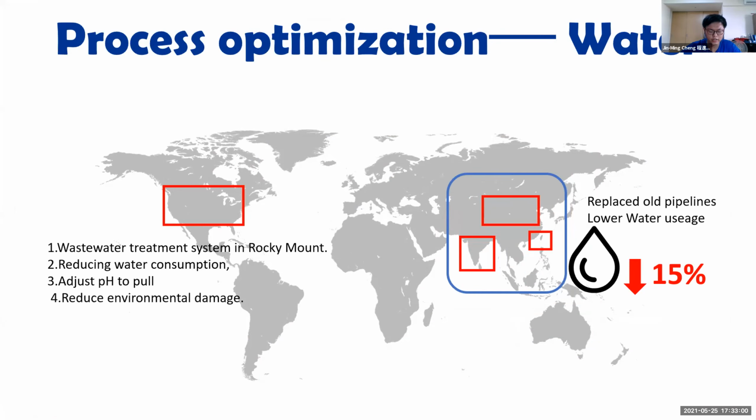We can see in China, India, and Taiwan, they reduced the total water usage by 10% by changing the old pipeline in the plant. And in America, they established a plant to handle the effluent water, making sure that the water they discharge will not damage the environment seriously.